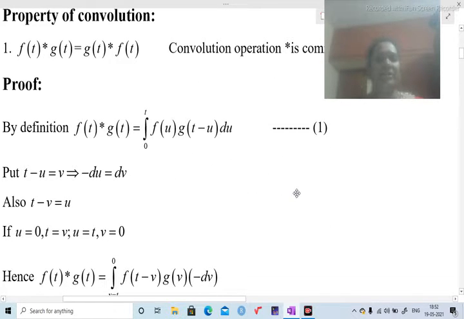By definition, f(t) star g(t) equal to integration 0 to t f(u) g(t minus u) du. Let t minus u equal to v. Here t is a constant. Differentiate this term, then 0 minus du equal to dv. That means minus du equal to dv. From this equation, I am getting t minus v equal to u.